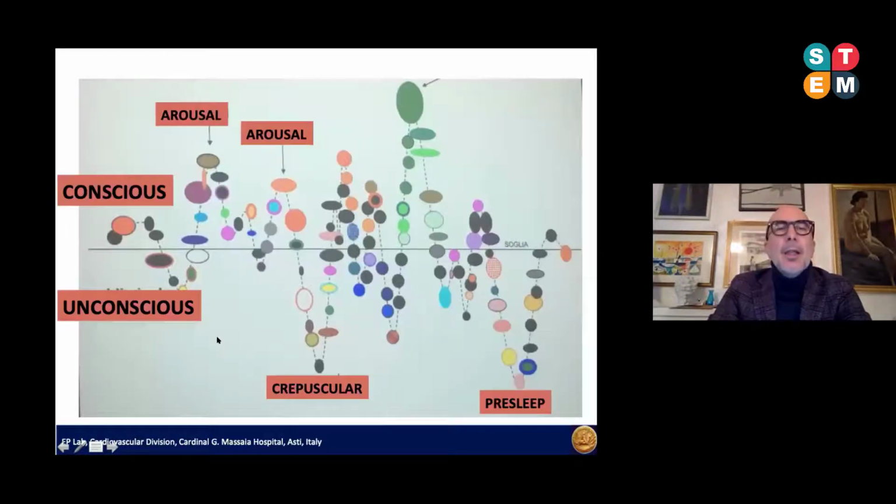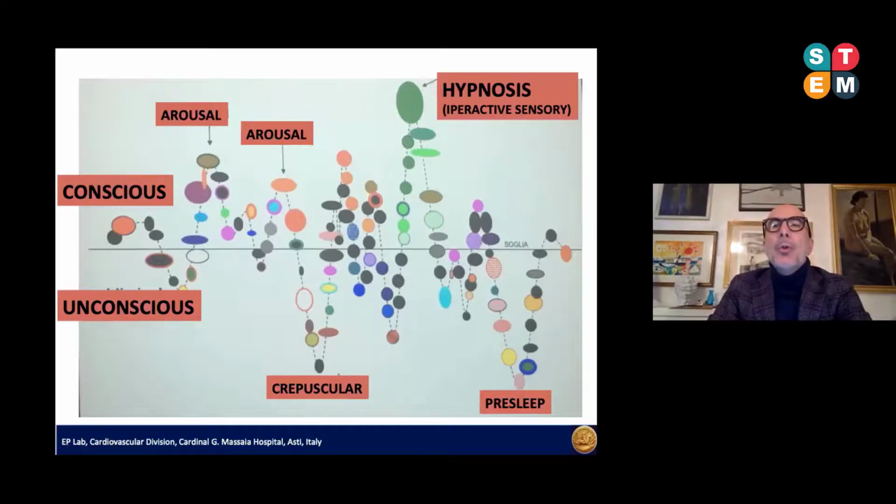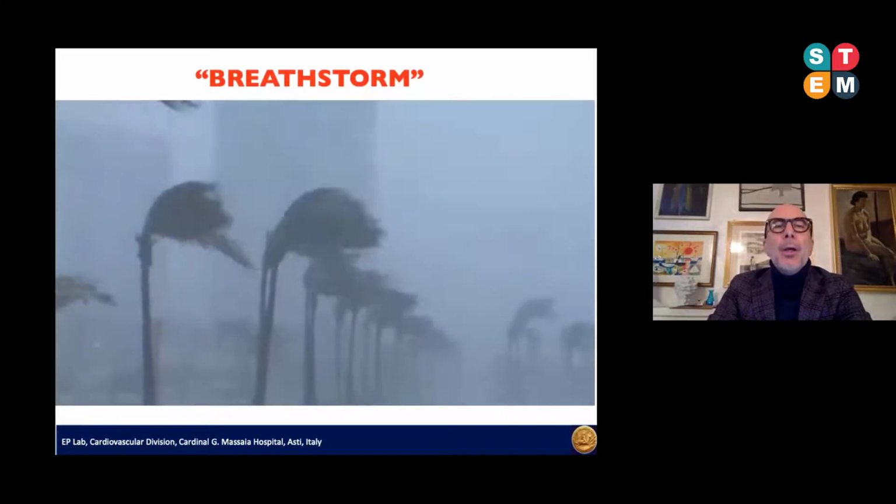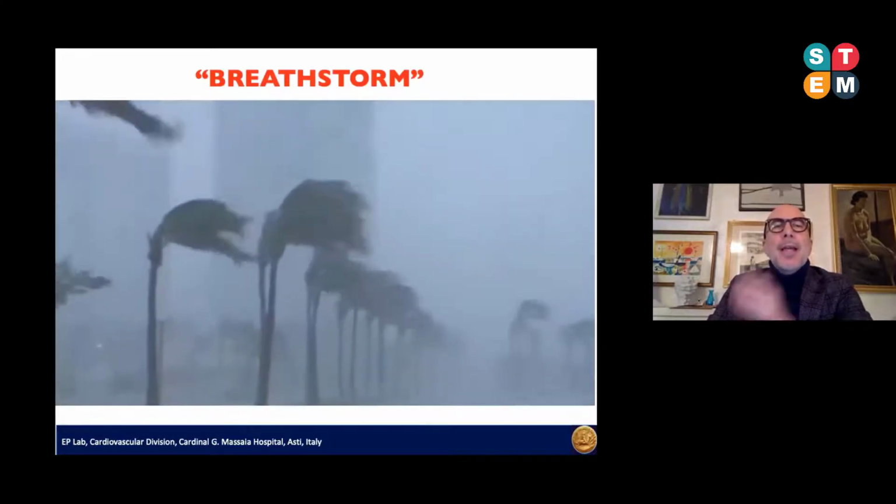And in fact, if you see here the line separating conscious and unconscious, this is the arousal status, this is the crepuscular and the pre-sleep status. The hypnotic status is not here, it's on the opposite side, it's here. So you have a hyperactive sensory state with a complete high level of control. And it's for this that you need the patient to be conscious and not use, for example, benzodiazepine that may make you lose control. And you may also use, as in this case, a sort of breath control.